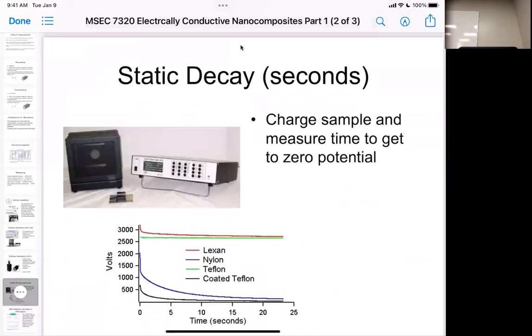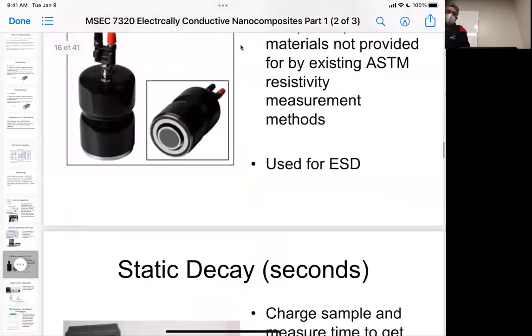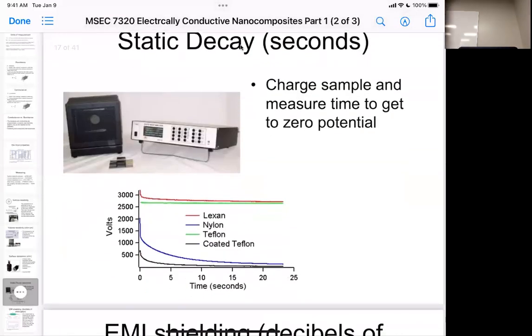Okay. Now, another way to do that is you can actually look at what's called static decay. Now, this is coming under fire under ASTM because even though everybody kind of does it the same, everybody gets different numbers. So this is kind of losing some of its testing ability. They're going to switch over more to the surface resistivity for the ESD, this one right here. But the idea here is that you would just put your electrodes on your material. You apply a field, usually something like 2,000 or 3,000 volts, and then you disconnect the field, and you see how long it takes for it to drift back down to 0.